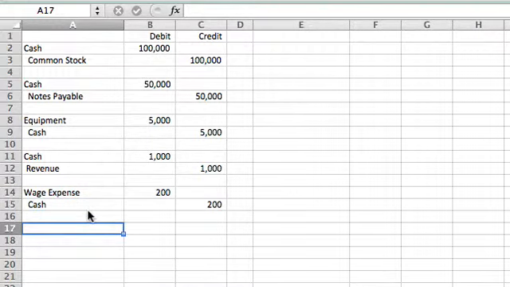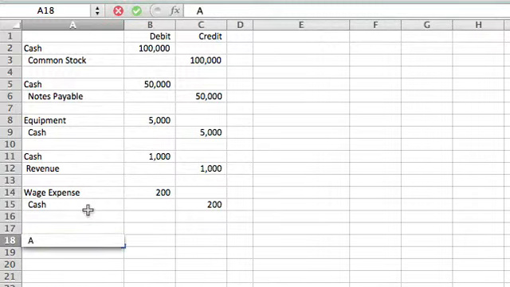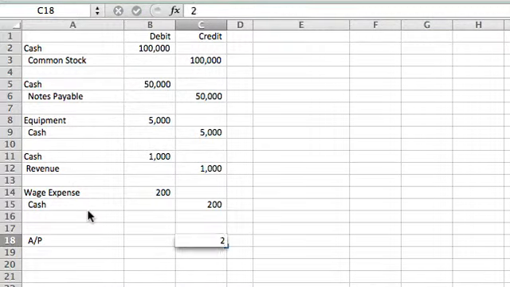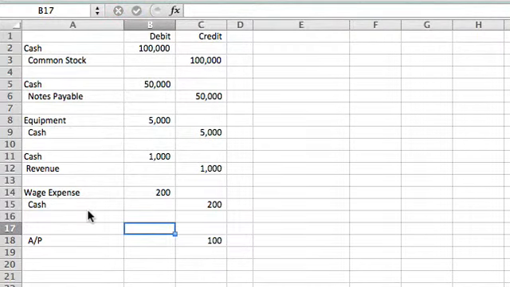The next transaction that occurred was that the company paid for some fuel on account. On account means accounts payable. So in this scenario, the liabilities went up. To increase a liability, you credit it. And in this case, the retained earnings went down because we incurred an expense in the sense of fuel.